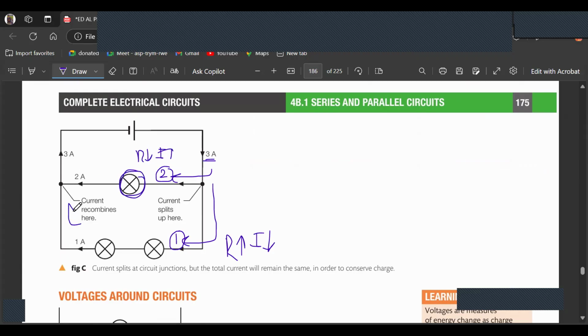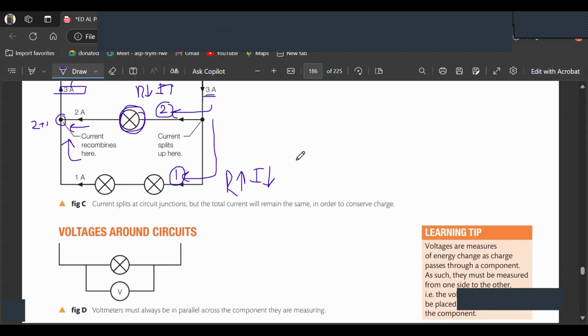और जब दोनों करंट्स वापस जंक्शन में ज्वाइन होंगे तो वो 2 + 1 एक बार फिर से 3 एम्पेयर बन के रिटर्न कर जाएंगे, कहाँ पे? एट द नेगेटिव टर्मिनल. लेकिन करंट आया कहाँ से था? फ्रॉम द पॉजिटिव टर्मिनल.